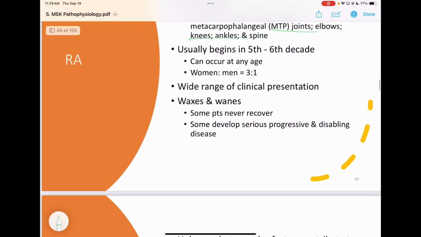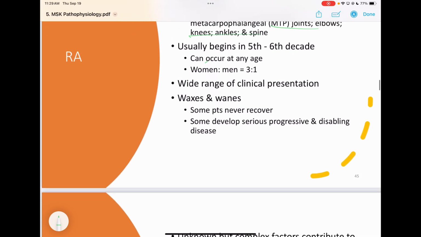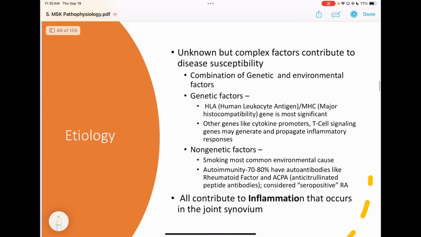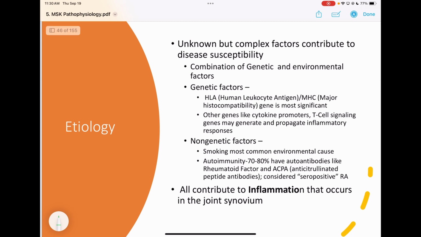Usually begins in the 5th or 6th decade. Any age, more women than men have rheumatoid arthritis. Wide range of clinical presentation for this. Waxes and wanes, so they have these remission and exacerbation episodes. Some patients will never recover, and some develop serious progressive disease from this rheumatoid arthritis. Etiology unknown, but there are obviously some genetic or environmental factors. Genetic factors, your HLA or MHC is the most significant with regards to rheumatoid arthritis.